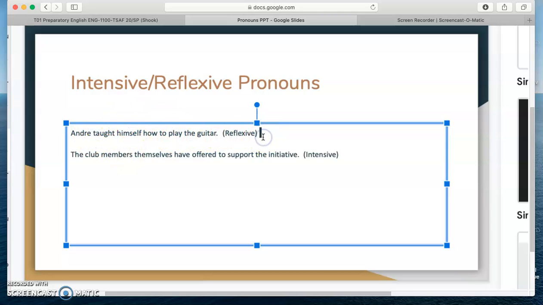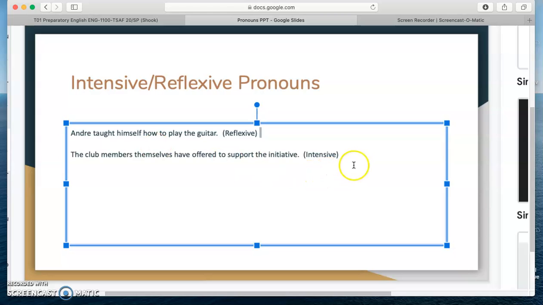Another way to look at this might be Sarah drove herself to the doctor's office, right? Sarah drove Sarah to the doctor's office. That's what a reflexive pronoun does, and that's how it acts in the sentence. It lets the reader know that the action that the subject does is being done to the subject by the subject.